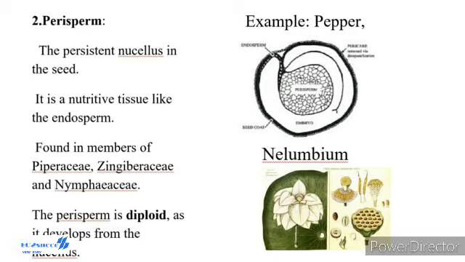The perisperm is seen in Piper longum or Piper nigrum. The perisperm is massive and the endosperm is much reduced. The perisperm is diploid as it is developed from the nucellus, but the endosperm is a triploid tissue.